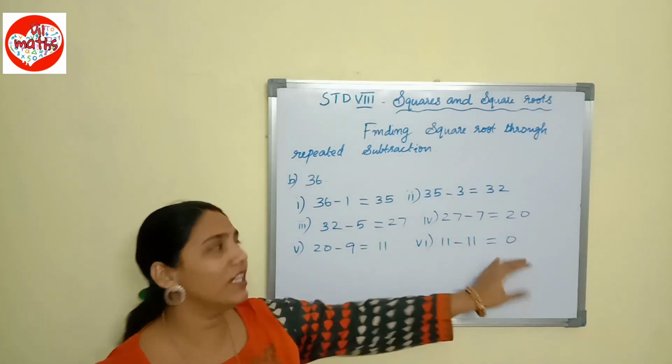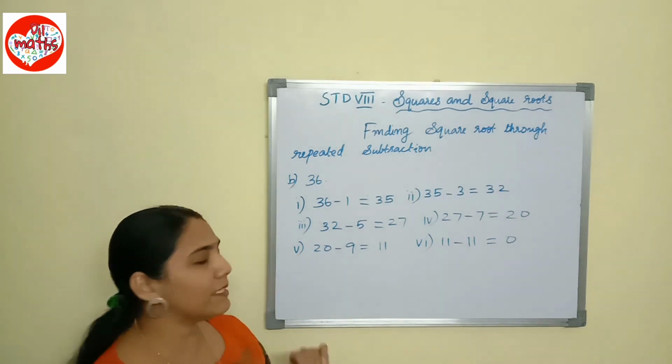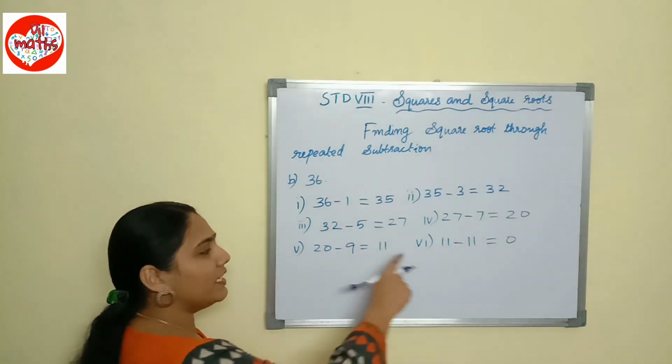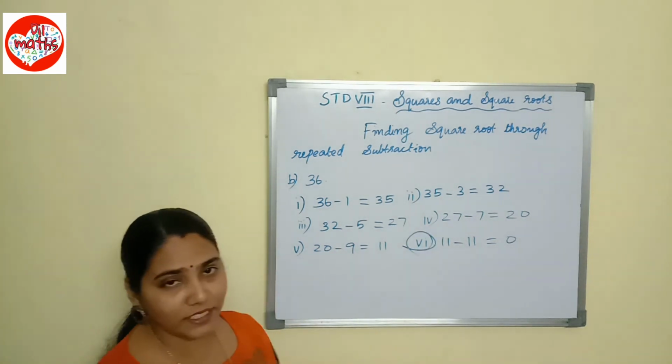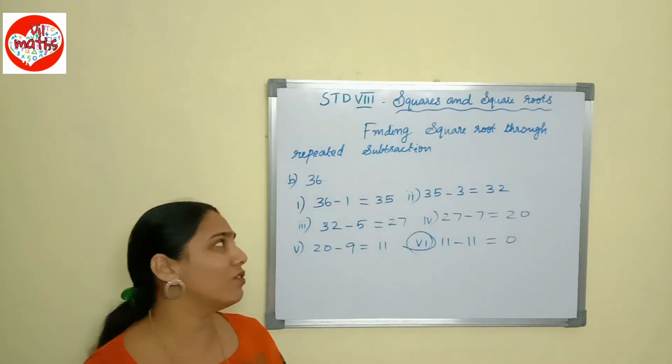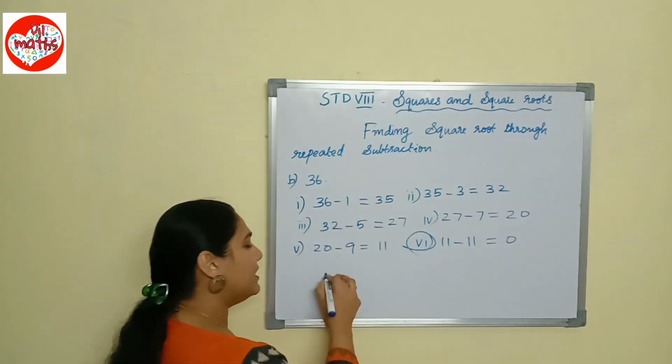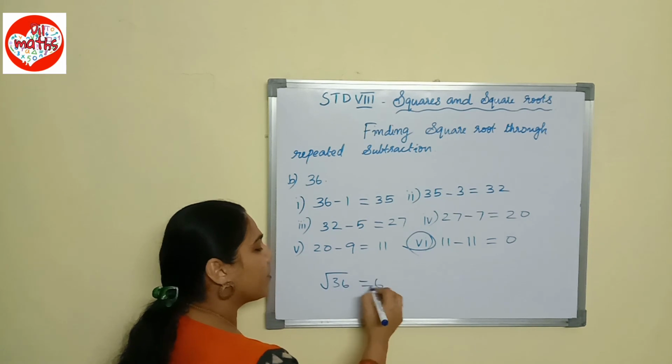So we should stop here and we should count how many steps we did. How many steps we did? We did 6 steps in total. So what is the square root of 36? Square root of 36 is equal to 6.